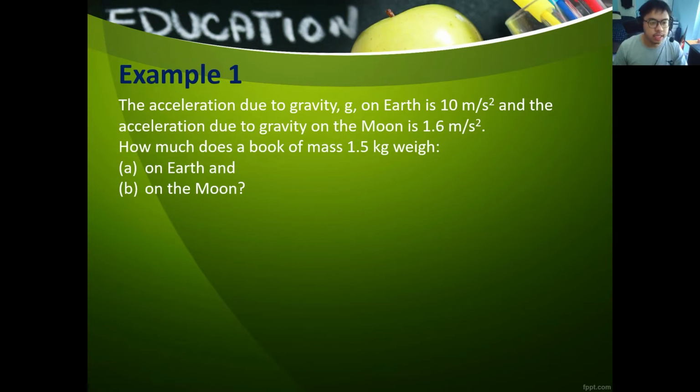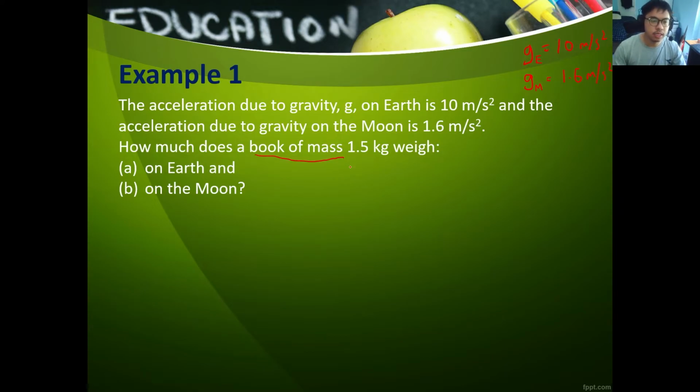The example reads: the acceleration due to gravity on Earth is 10 meters per second squared, so g is 10. And the acceleration due to gravity on the moon is 1.6 meters per second squared. I'm going to write a small m to indicate that that's the moon's value for g, and that one is 1.6. Why is Earth 10 and the moon 1.6? The moon has a weaker gravity, which is why its value for g is smaller. So g is just another value that indicates the gravity of the planet or of the object.